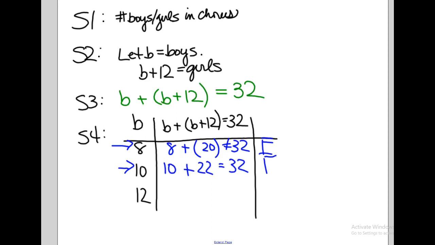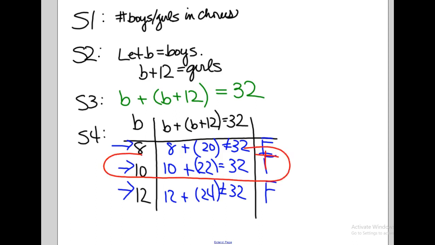And then still got to do the math for the last one. 12 plus 12 in the parenthesis is 24, and that does not equal 32, so that is false. So remember, we got a true statement on 10. All right, so we found the true statement, we found the solution, but does that answer the question? Well, it does answer part of the question.